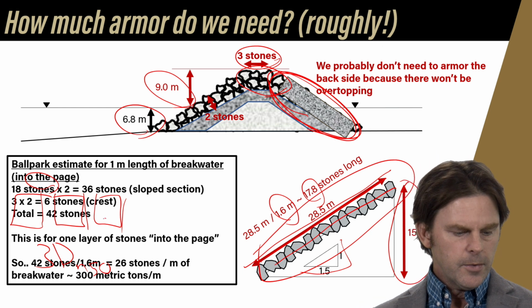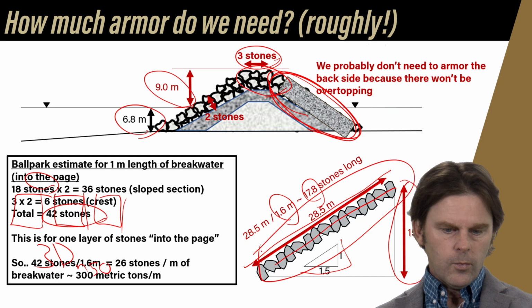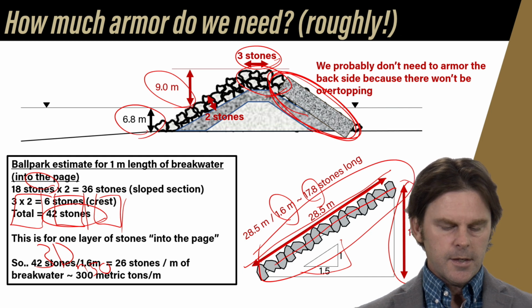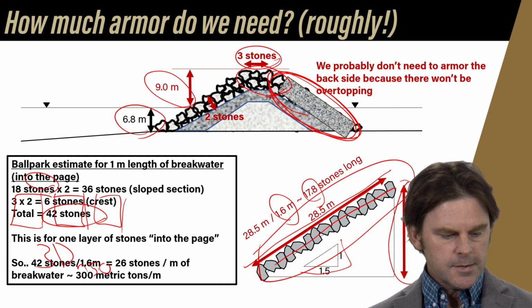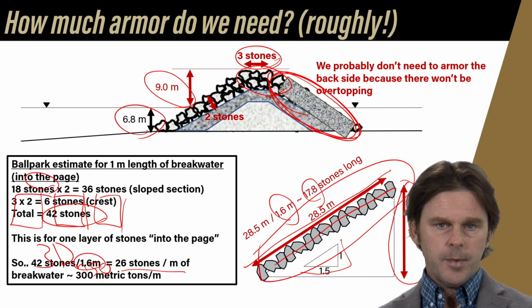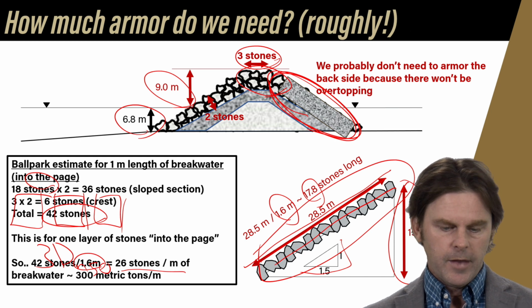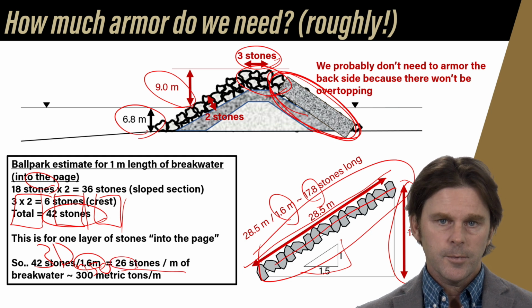We add all that together, we get 42 stones, and that is 42 stones just for one page, or just what you see here. And that goes into the page by 1 stone, which is 1.6 meters. So that's 42 stones per 1.6 meter into the page, which is 26 stones per meter of breakwater into the page. So if that breakwater was 100 meters into the page, we would therefore have 2,600 stones total, armor stones.